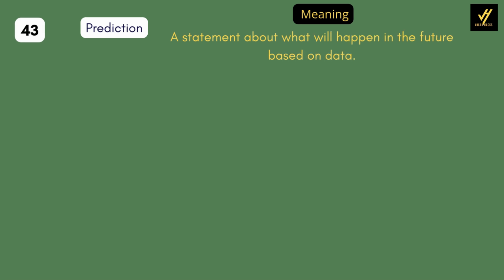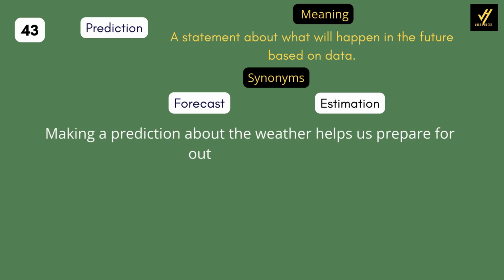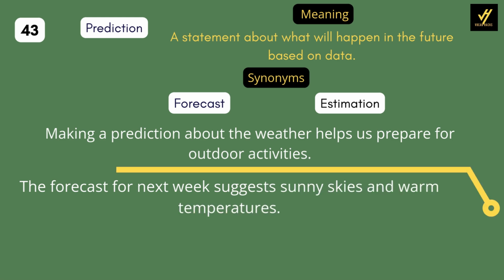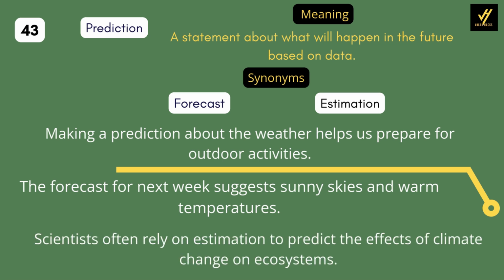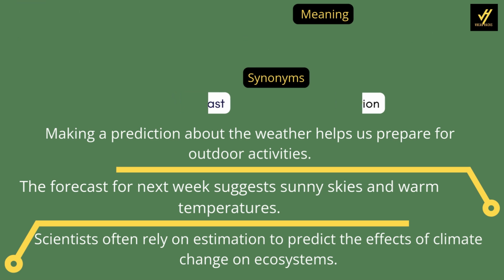Prediction, a statement about what will happen in the future based on data. Forecast, estimation. Making a prediction about the weather helps us prepare for outdoor activities. The forecast for next week suggests sunny skies and warm temperatures. Scientists often rely on estimation to predict the effects of climate change on ecosystems.